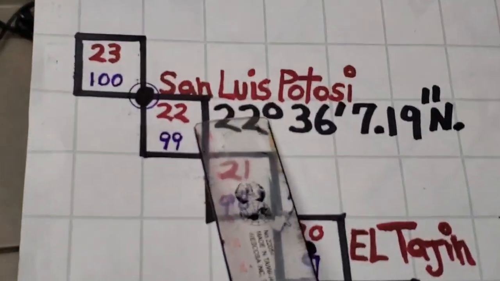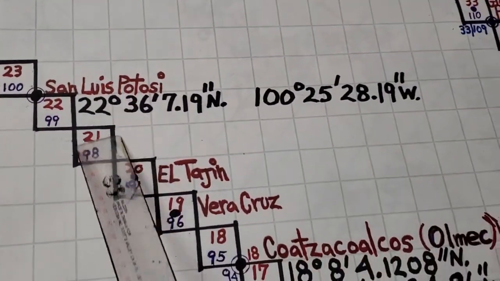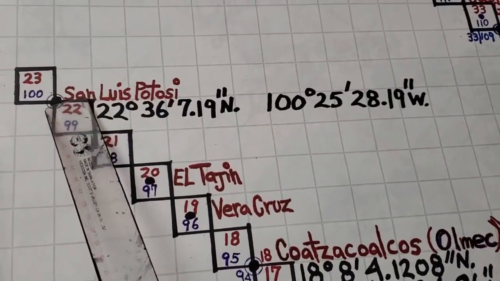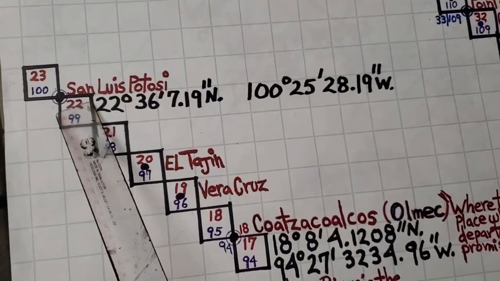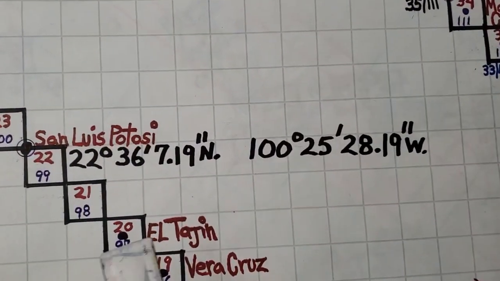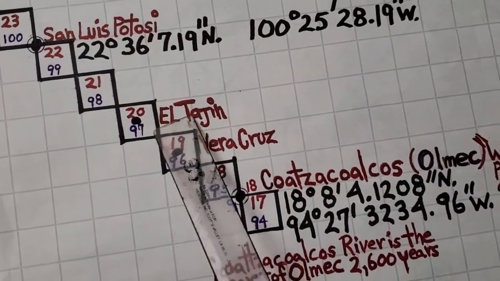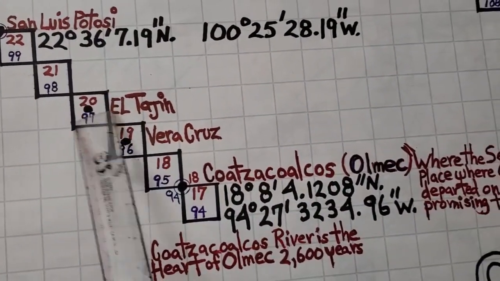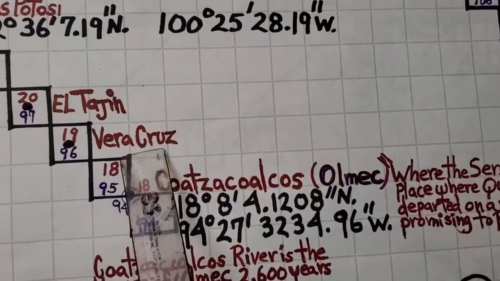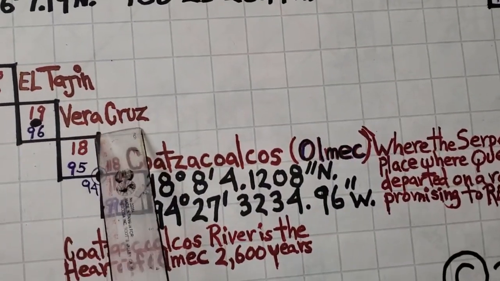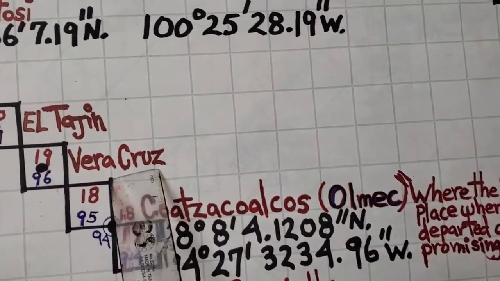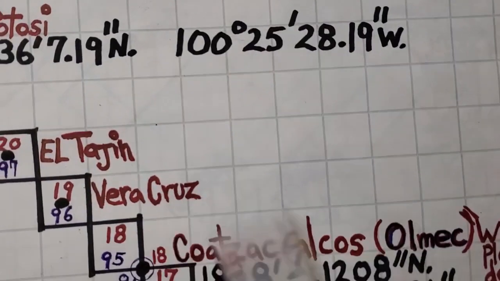This is San Luis Potosí, which has a lot of petroglyphs, which is getting way down to the part of Mexico that's ancient. After that, what do you hit? El Tajín. El Tajín is a port town, and you keep going, where does it take you? To Veracruz. What is Veracruz? Veracruz was an ancient port for the trade for the Olmecs.